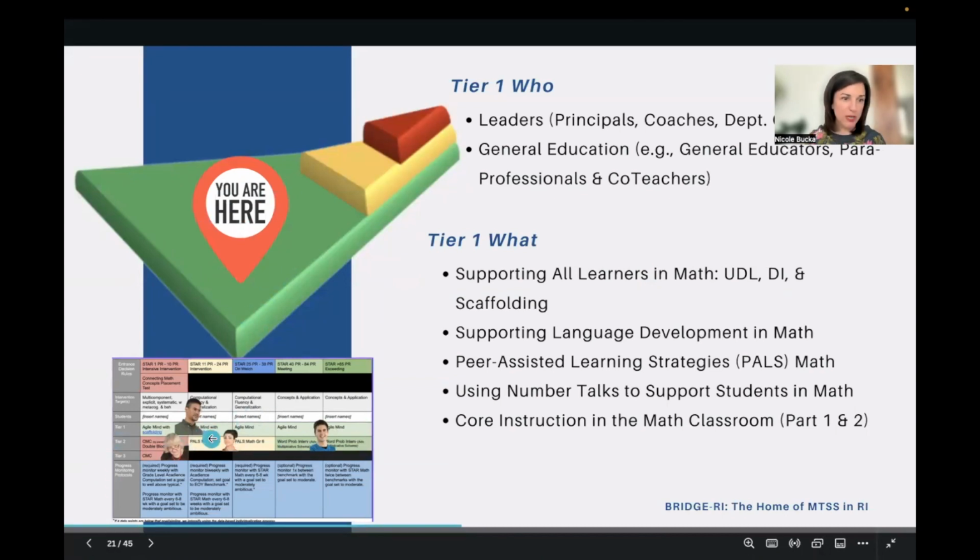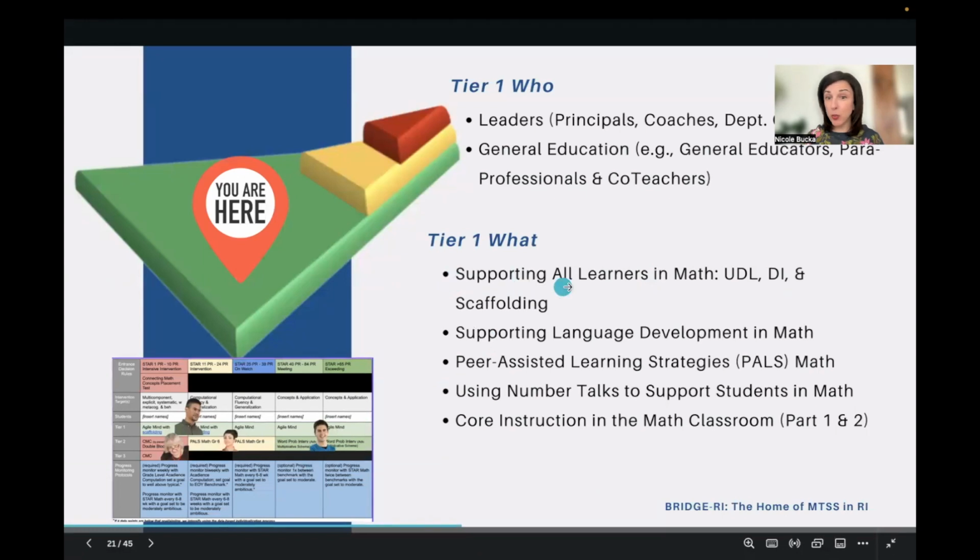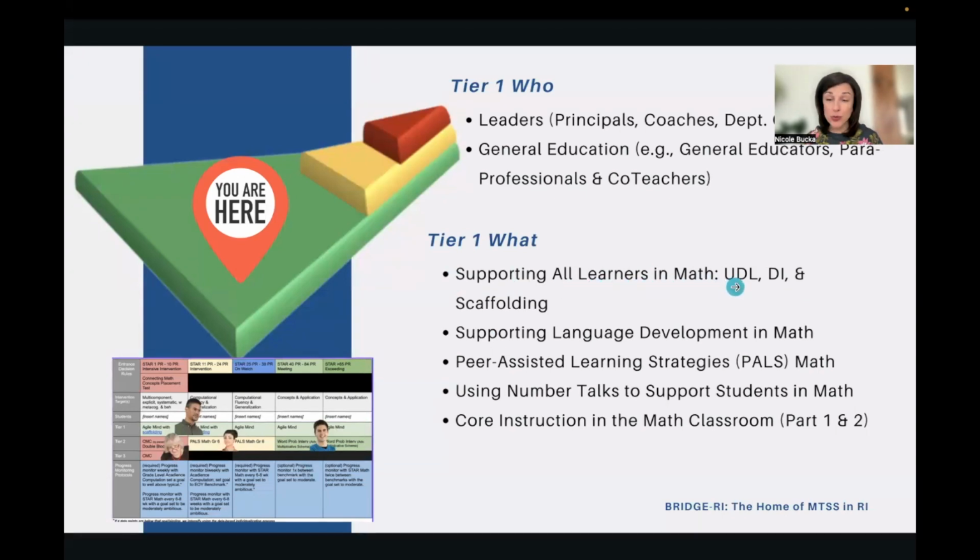Now, what if Mr. Perez says, hey, I see in the map I'm in charge of scaffolding for these kids who are at the 10th percentile. I don't know how to do that. I wasn't trained how to do that. Well, we have on Bridge RI trainings on supporting all learners in math, universal design, differentiated instruction, and scaffolding.